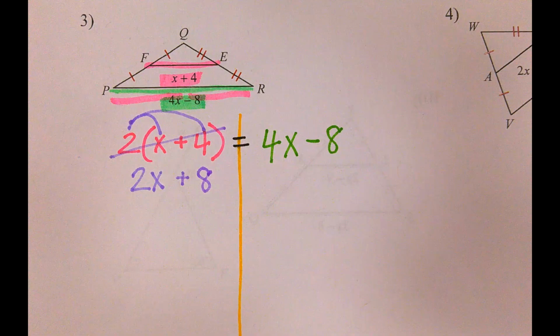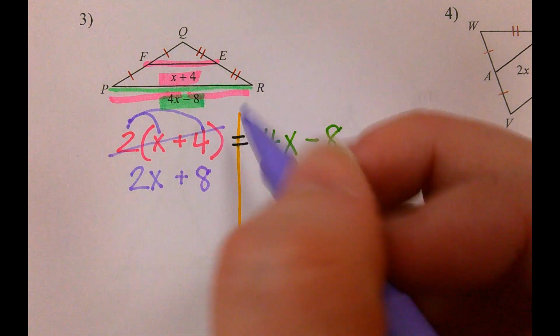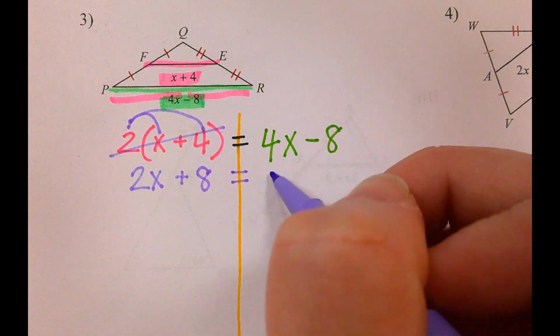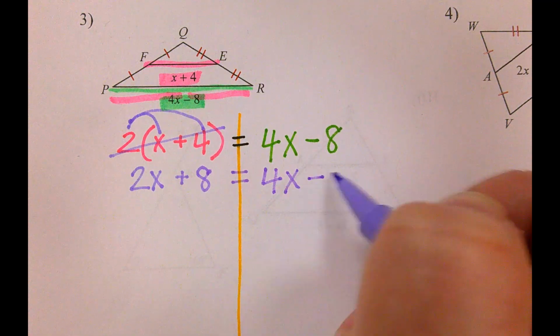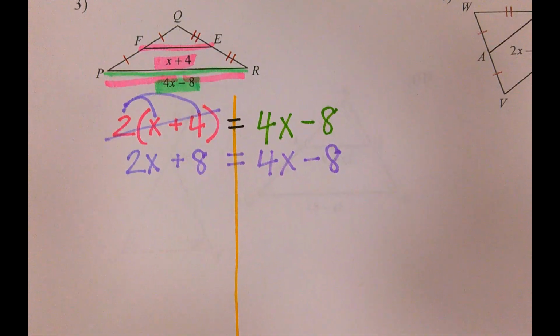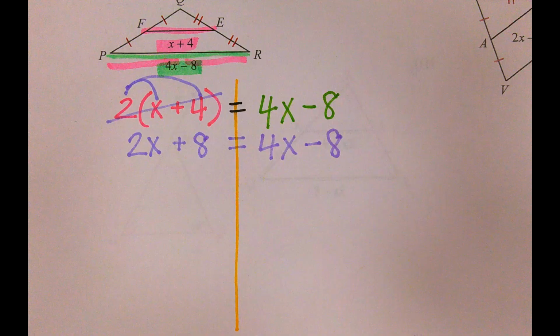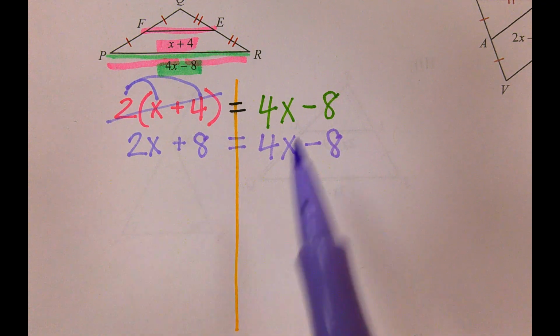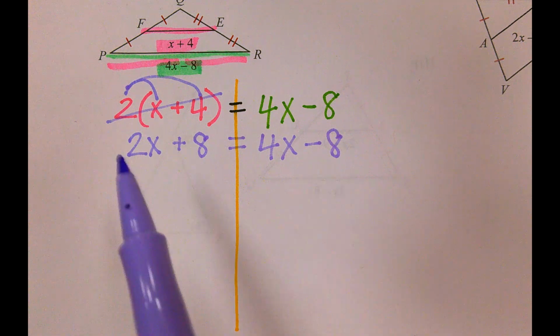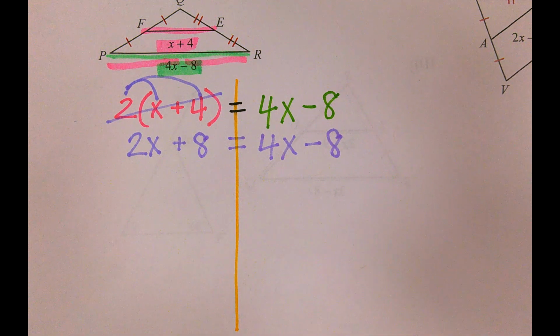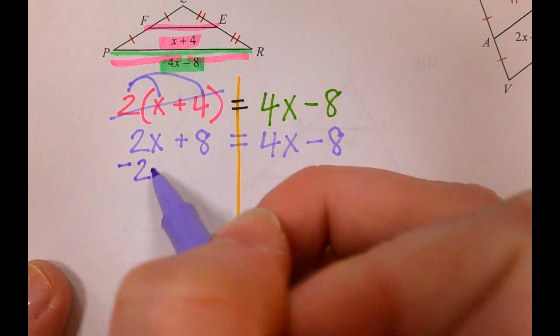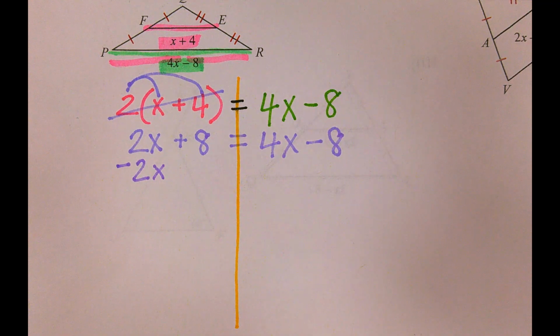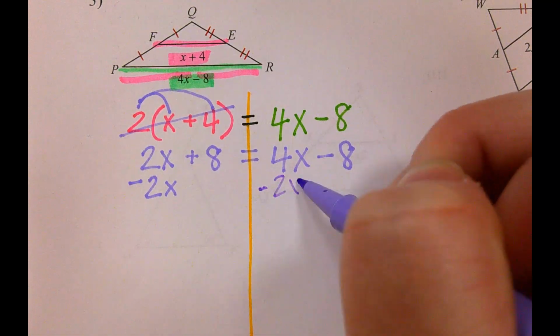Then you bring the rest of your problem down. Good. So equals 4x minus 8. Then to make it easier, I subtracted 2x from each side. Yes. Okay. So now we want to combine any like terms. We have x's, and they're on opposite sides of the equal sign. So we do want to subtract the 2x from the one side, and then we want to do it on the other side as well. Okay, so we're subtracting 2x from both sides.